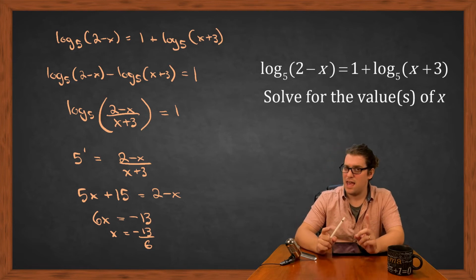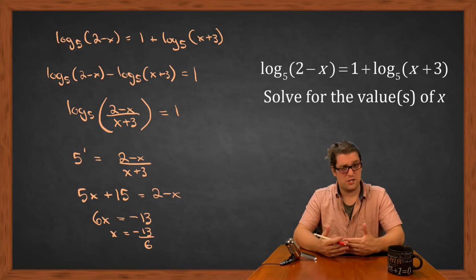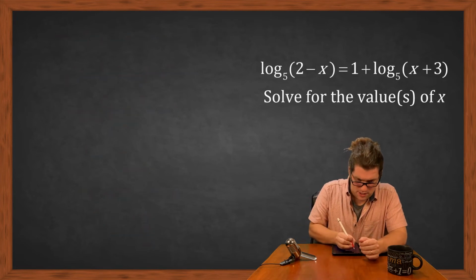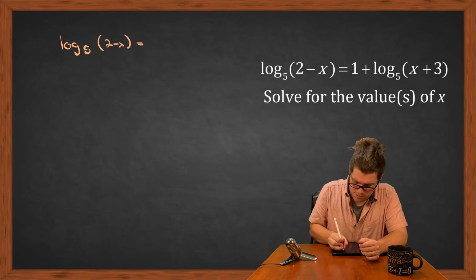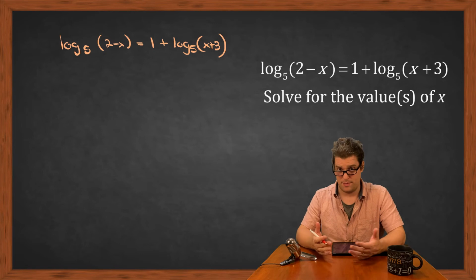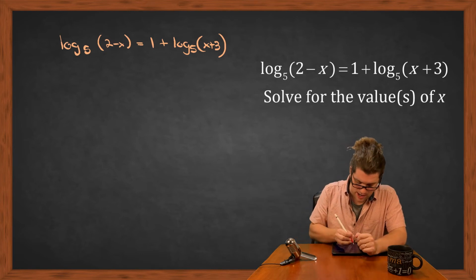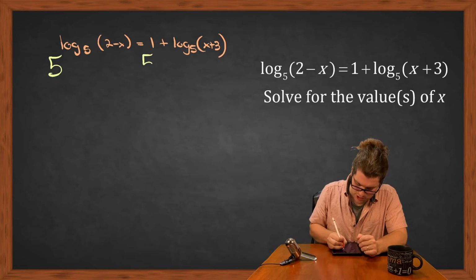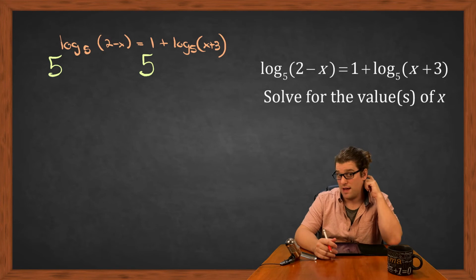I think I am going to try to do it another way and show you a different view of the exact same question. So let's go ahead and do that. I am going to copy that down again. Log base 5 of 2 minus x is equal to 1 plus log base 5 of x plus 3. Okay, so I'm going to basically do the same thing again, except this time I am going to raise both of these into an exponent position on a base 5 exponential.